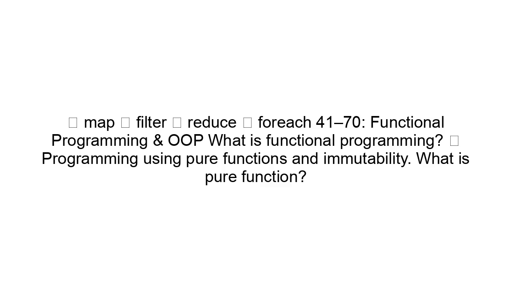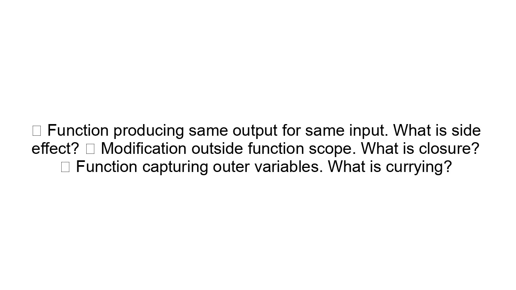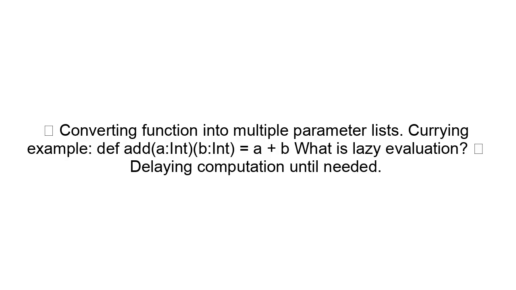Questions 41 to 70. Functional programming and OOP. What is functional programming? Programming using pure functions and immutability. A pure function produces the same output for the same input. What is side effect? Modification outside function scope. What is closure? Function capturing outer variables. What is currying? Converting a function into multiple parameter lists. Currying example: def add(a: Int)(b: Int) = a + b.